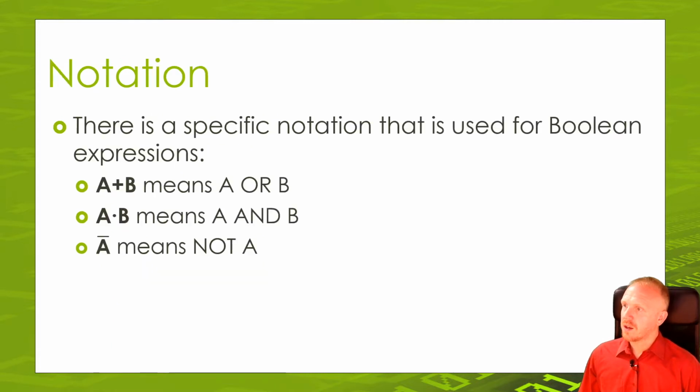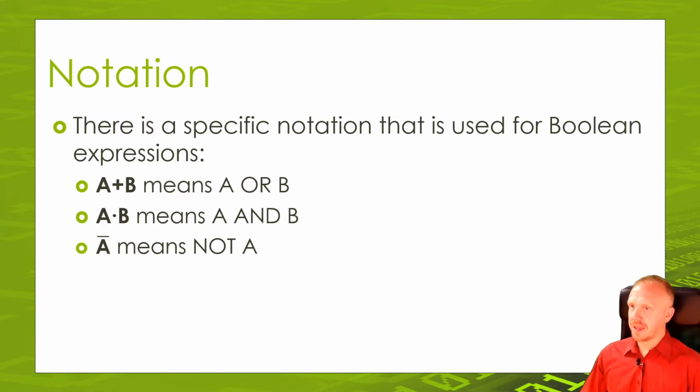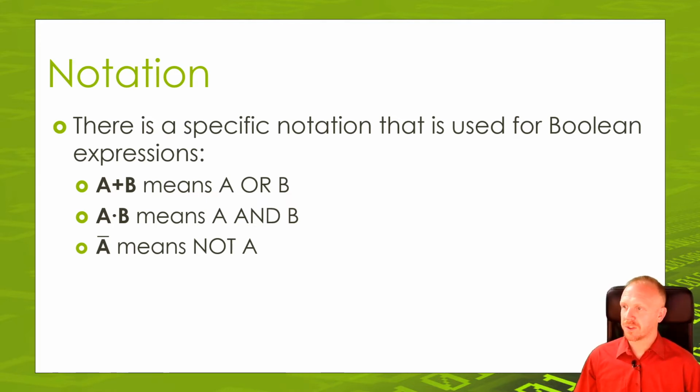Right, so when we do Boolean operations normally, we don't write and, or, and not. We use a different notation. A plus is used to mean or, so A plus B means A or B. A dot is used to mean and, so A dot B is A and B. And a bar above the top of a letter means not, so A bar means not A.